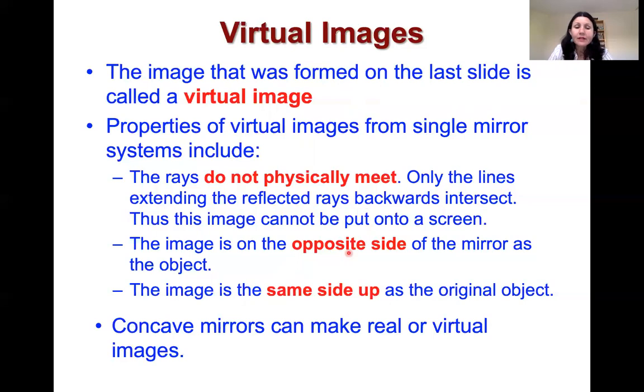Now, another thing we notice for this particular concave mirror is that the virtual image is always on the opposite side of the mirror compared to the object. And the image is the same side up as the original object, so it's not inverted. So we just saw that depending on where the object is positioned, concave mirrors can make either real or virtual images, which is quite an interesting property of these mirrors.